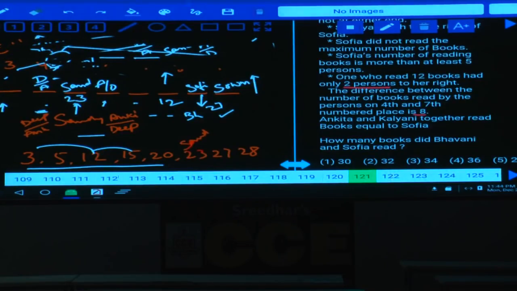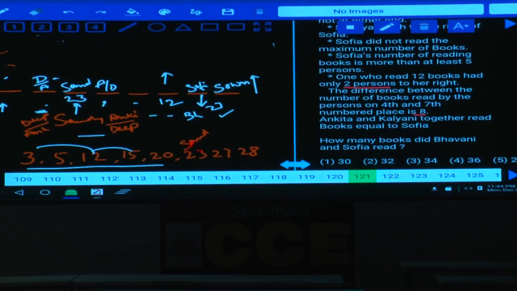Tell me here. One who reads 12 books has 2 persons to her right hand side. The difference between the number of books read by the persons on the 4th and the 7th places is 8. 4 and 7 is 8. And Ankita and Kalyani together read books equal to Sophia. Now how many books are read by this Sophia? 27. If 27 is this one, now who are those 2 persons? Ankita and Kalyani together read 27. Now among these numbers, the sum of these 2 must be equal to 27. Tell me what are the positions of these?